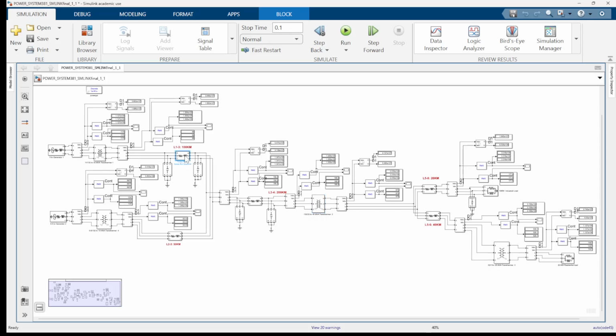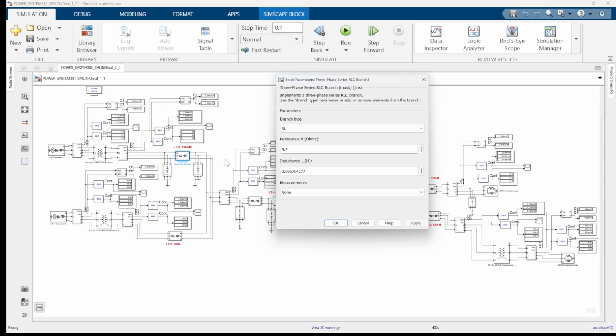For example, in case of a 100-kilometer line, we are not using the ready-made pi section block in this model, because we want to put in the calculated values for R and L, and the transmission line can be represented by the R and L values, or an RL series branch. For the 100-kilometer line, we have calculated 3.2 ohm in R and 0.055 inductance.